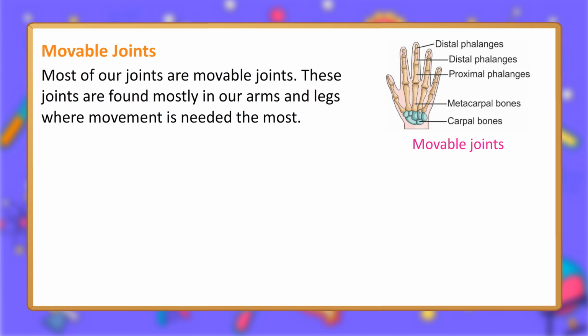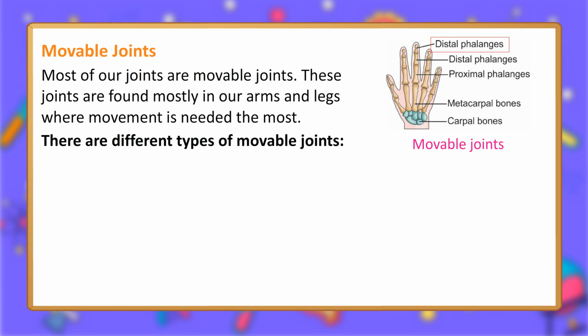Movable joints. Most of our joints are movable joints. These joints are found mostly in our arms and legs where movement is needed the most. There are different types of movable joints.